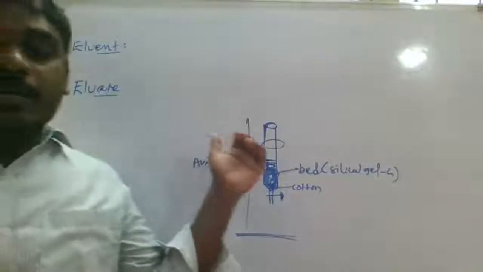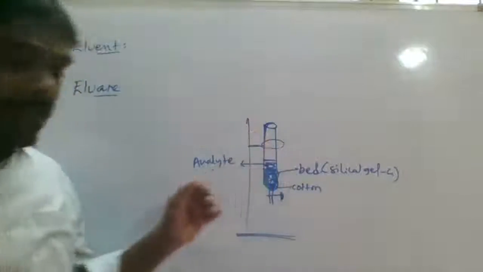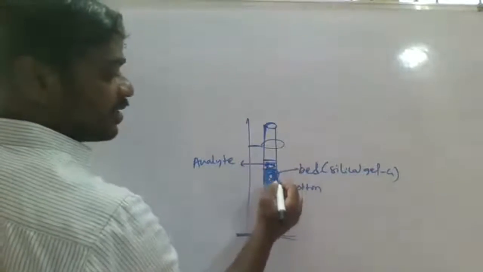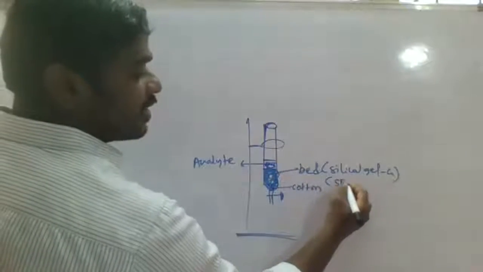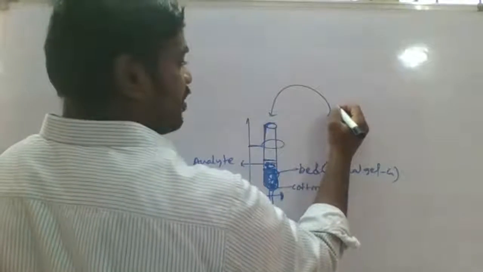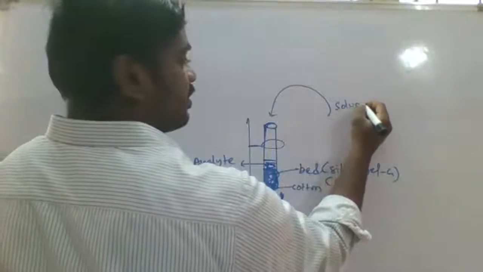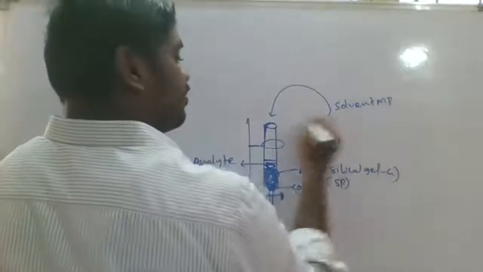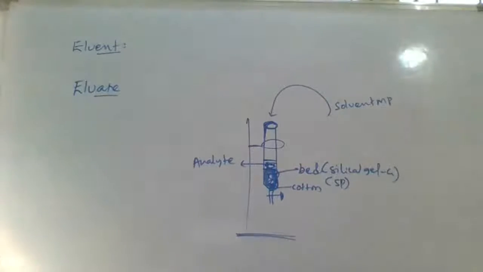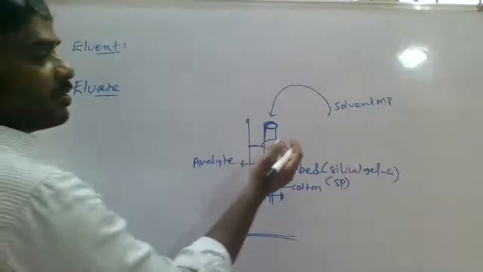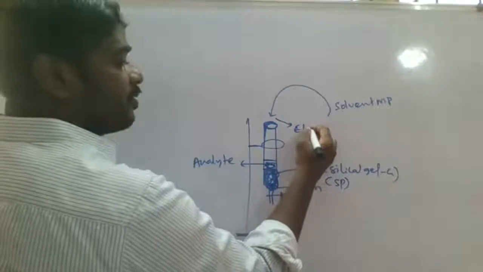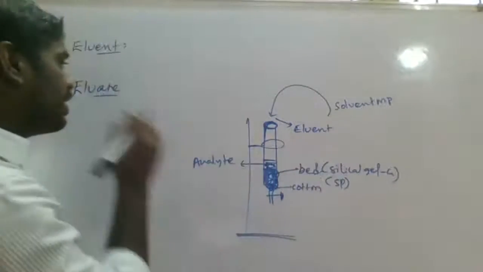In this column, eluent means the solvent mobile phase introduced in front of the stationary phase. Here the bed acts as the stationary phase. We are introducing the solvent mobile phase at the head of the column, in front of the column. So this is introduced here, and this is called the eluent.